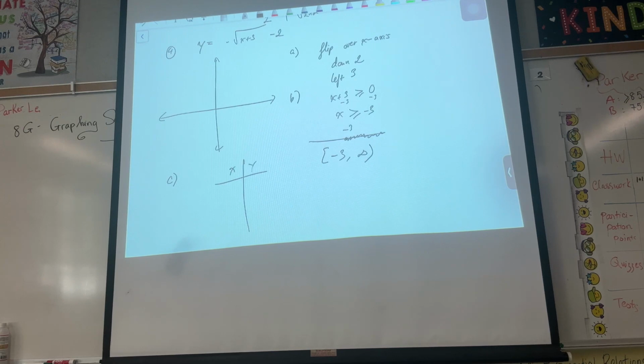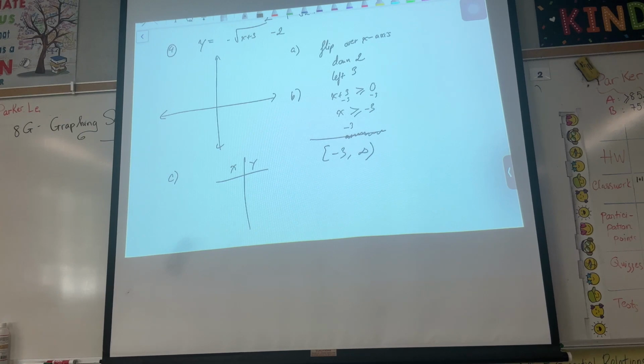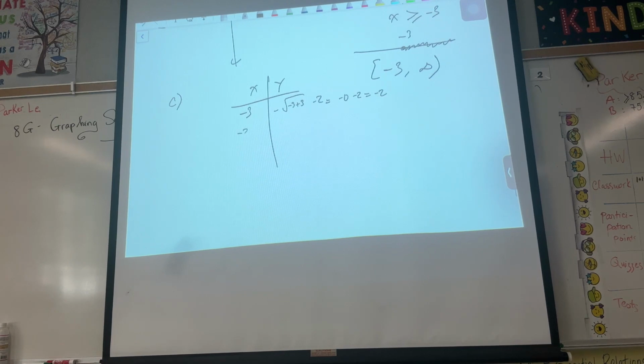All right, T-table. Who wants to do T-table? Okay, Louis, let's go. -3. Very good. Because -3 makes inside the square root become 0, right? So -3 plus 3 is 0. So the output is -2. All right, what else? -2. Because -2 plus 3 is 1, okay? Last one. 1. Very good. Big 1 point for Louis. Because 1 plus 3 is 4. That's what we're looking for.